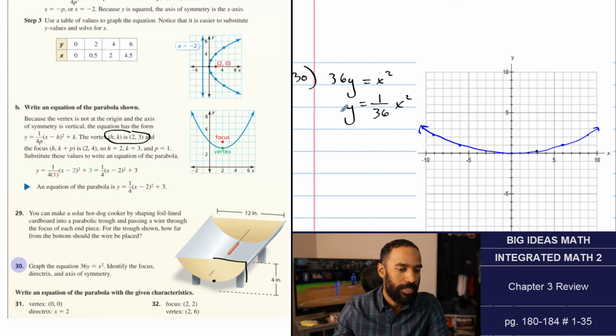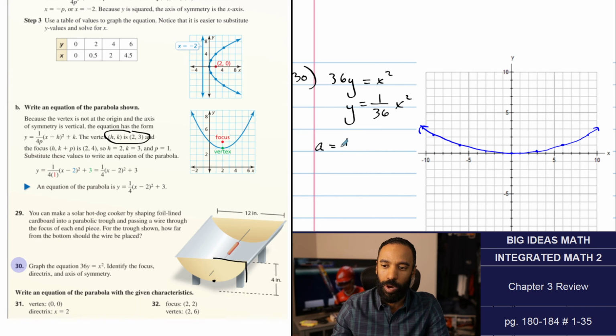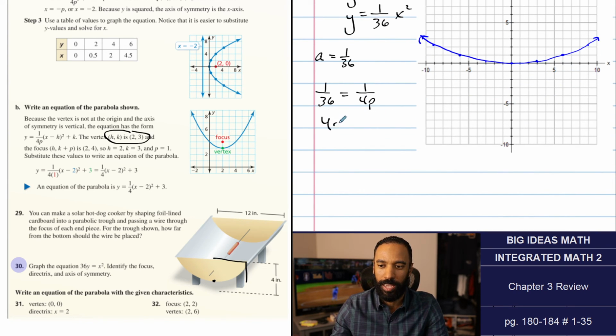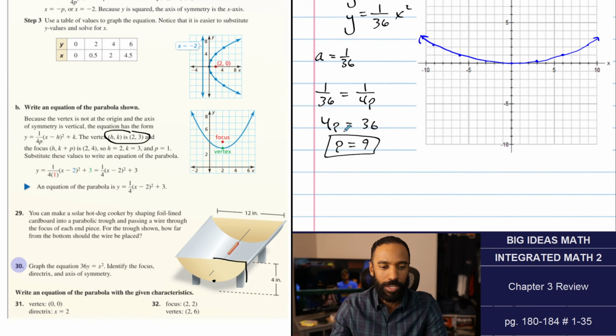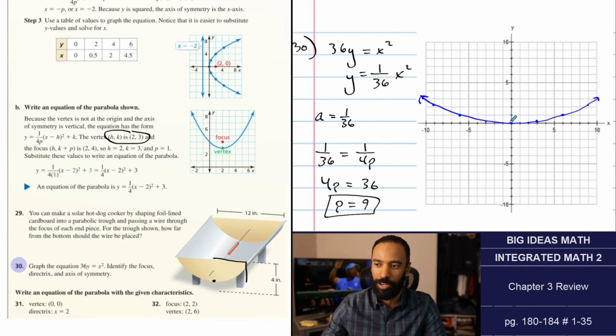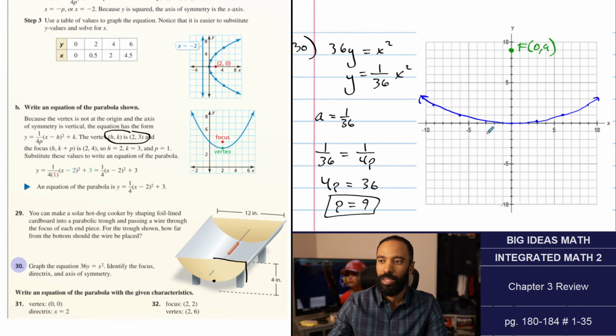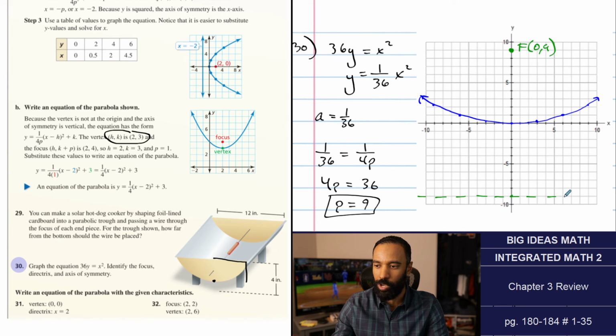So, identify the focus, directrix, and axis of symmetry. So, a is 1 over 36. a is also 1 over 4p. So, cross multiply and divide by 4. You get p equals 9. Now, if p equals 9, we get to go 9 units up from here, 0, 0. That's at 0, 9. That's your focus, 0, 9. For that point, the directrix is 9 units down, and this horizontal line that goes across, the directrix is the line y equals -9.